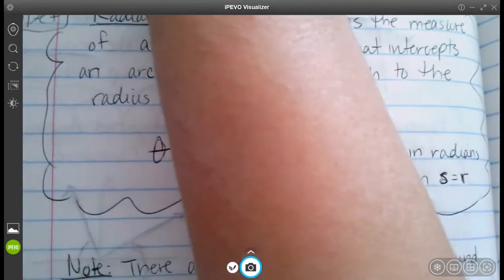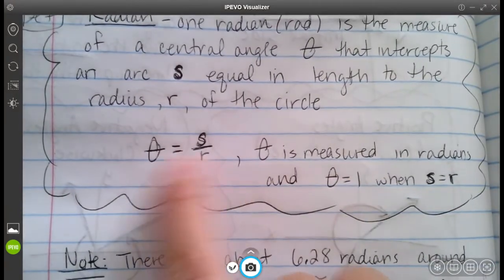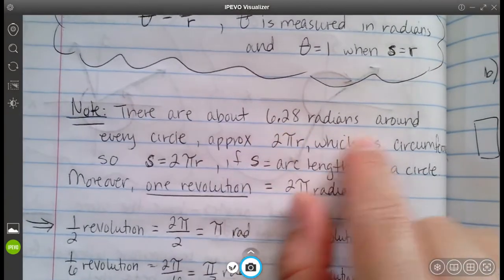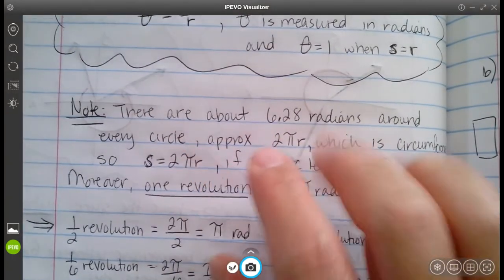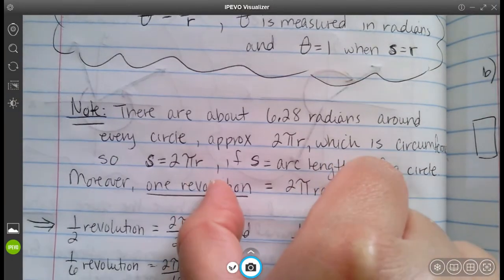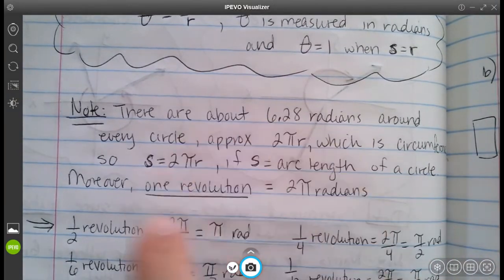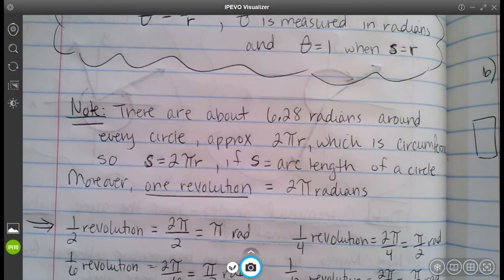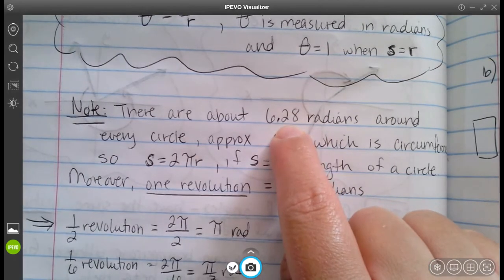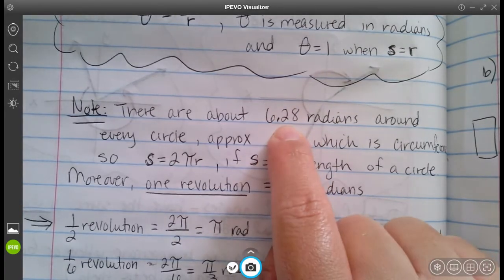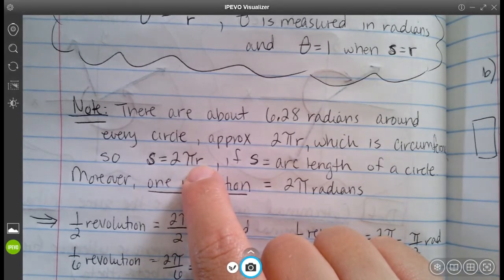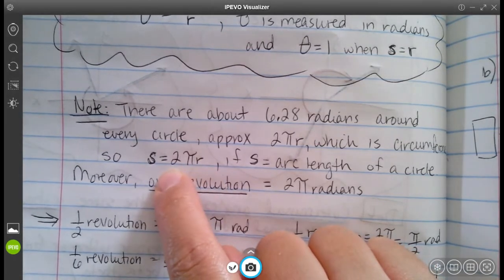Please take note that there are about 6.28 radians around every circle. In other words, for every circle that you have, if I took the radius and I was somehow able to bend it and I wrapped it around my circle, it would wrap around 6 times and a little bit left over. That little bit left over is about 0.28, okay? 6.28 is approximately 2 pi, 2 times pi, okay. So that's where that formula comes from.